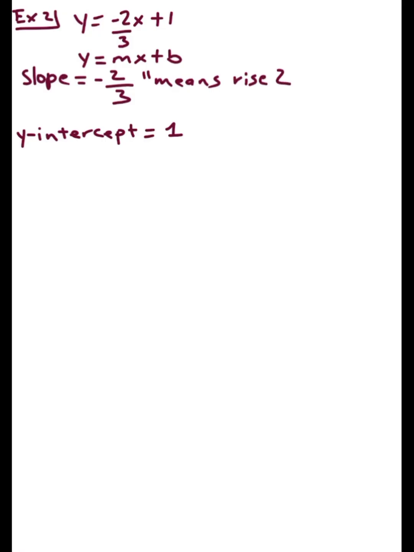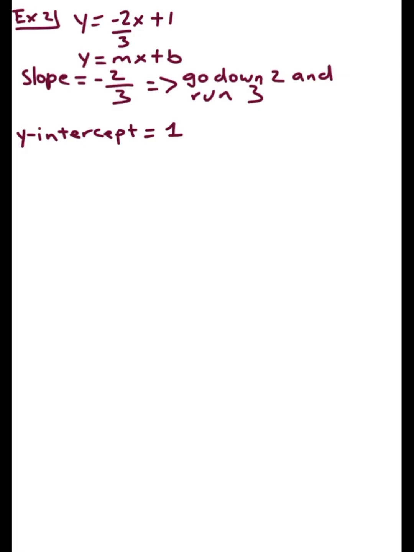Okay, so if we look at the slope, the top usually means the rise, and the bottom means the run. So for the negative 2 over 3, we would usually rise 2 and run 3. But we have a negative slope, right? So instead of rising up 2, we're going to do the opposite and go down 2. So this means that we're going to go down 2 units and we're going to run 3 units.